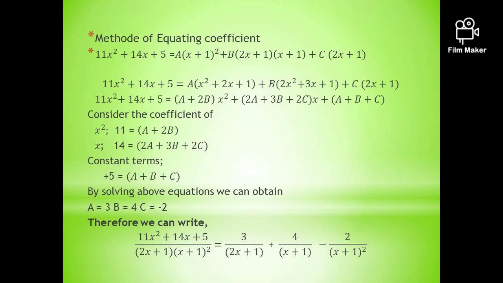With these figures for a, b and c, you can write (11x squared plus 14x plus 5) over 2x plus 1 into (x plus 1) squared as 3 over (2x plus 1) plus 4 over (x plus 1) minus 2 over (x plus 1) squared.